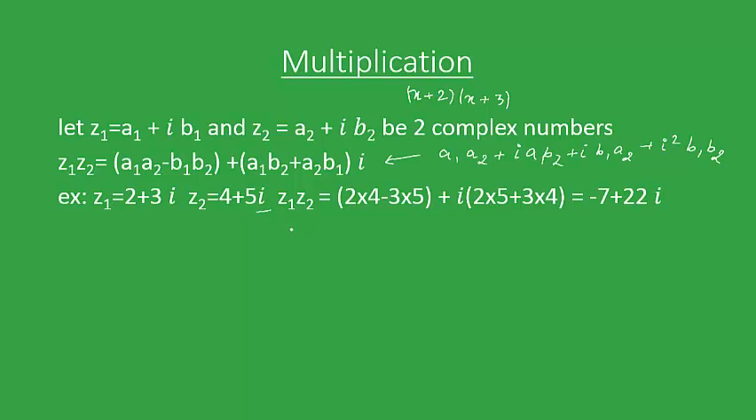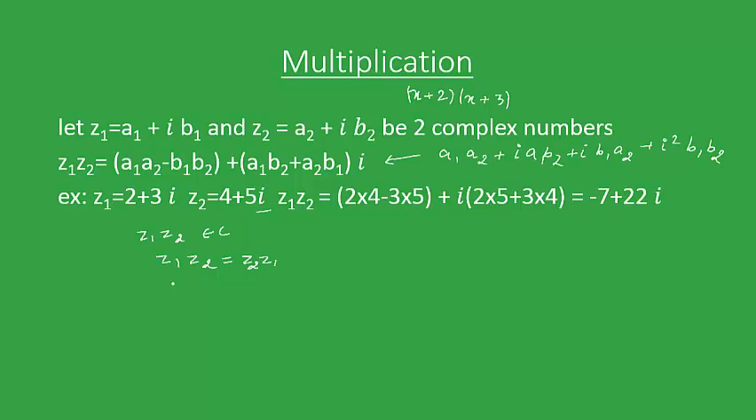It also follows certain properties, like that of closure, which says that if you multiply two complex numbers z1 and z2, then the answer is also a complex number. The next is commutativity, that is, if you multiply z1 to z2, you will yield the same answer as when you multiply z2 with z1.